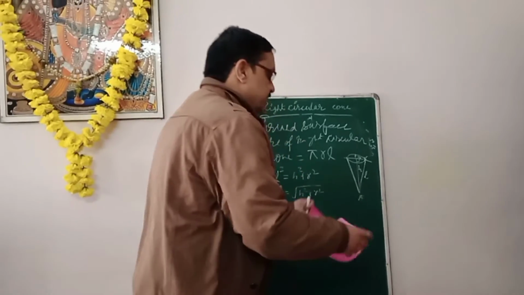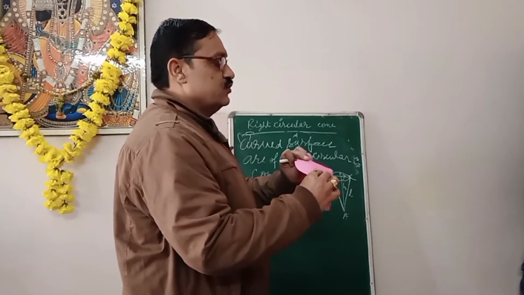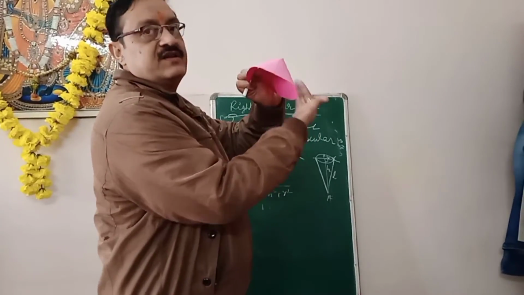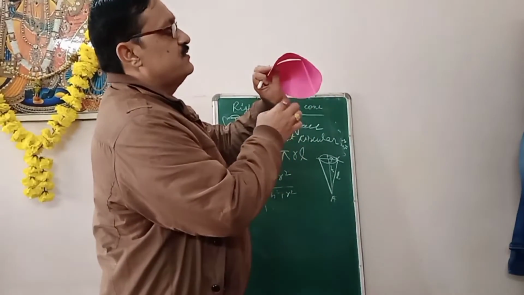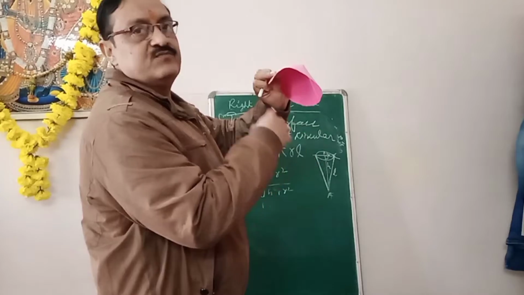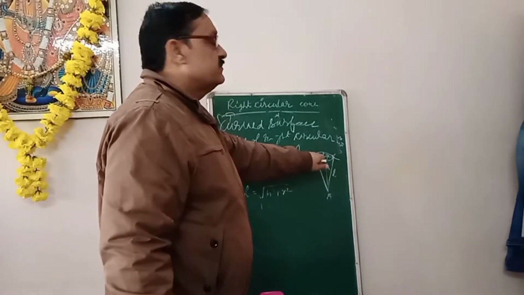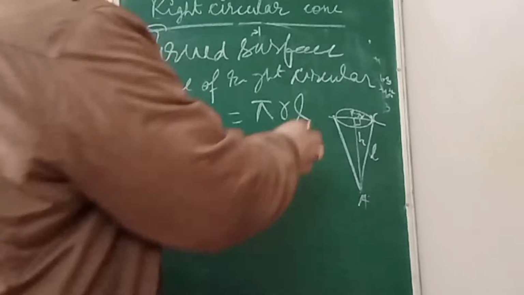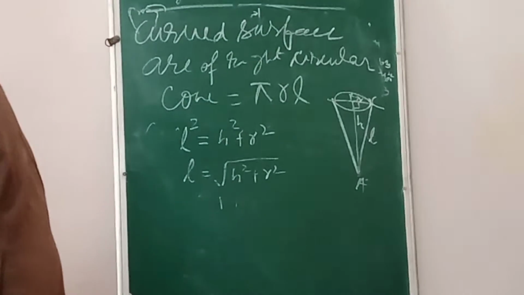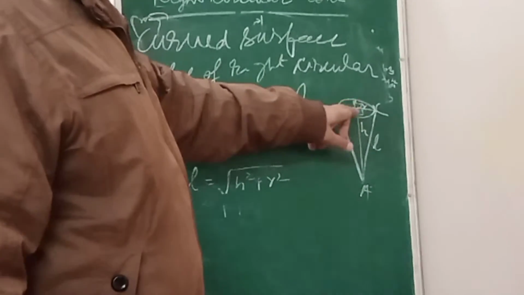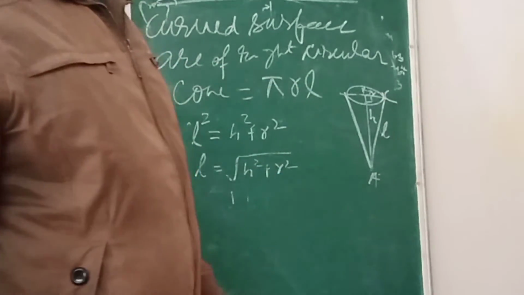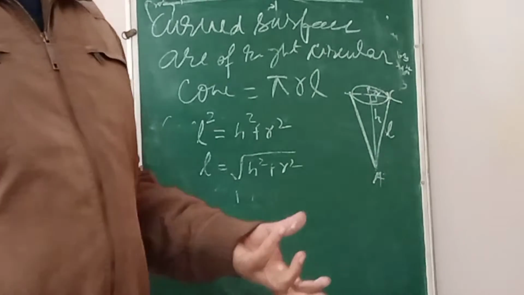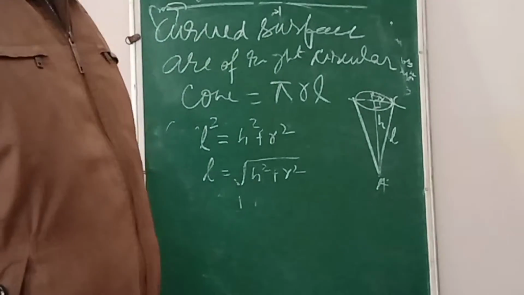In case of this, for calculating total surface area, now we know the curved surface area. This is the curved surface area. Then apart from this, there is a circular base. This circular base, what is the area of a circle? Pi r square. So once we add up the area of this base also into this curved surface area, we get the total surface area.